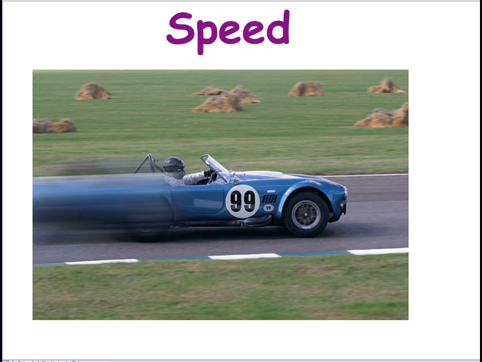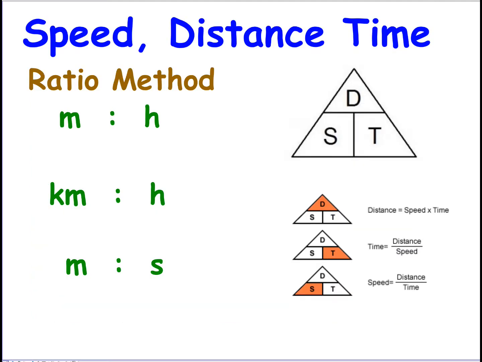The first compound measure we need to look at is speed, and speed combines distance with time. There are 3 or 4 main units for speed. We have miles per hour, kilometers per hour, and meters per second.